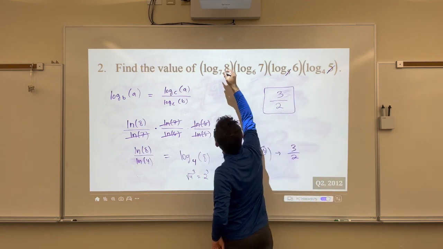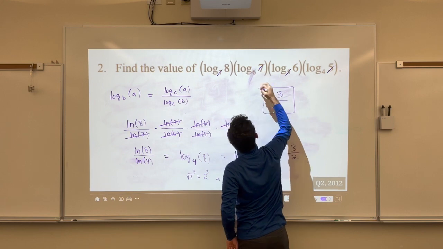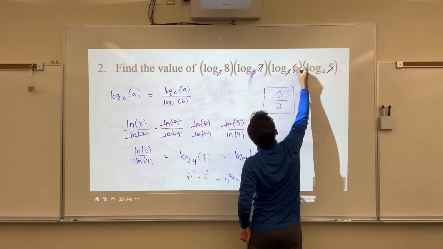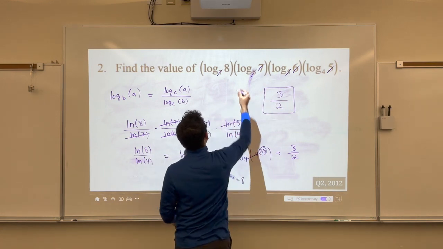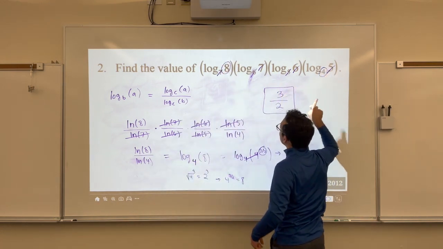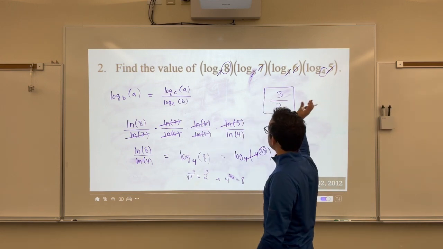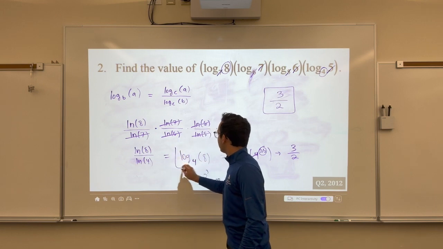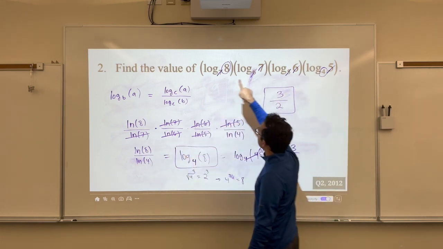Over here we have a base of 7 and an input of 7, so those go away. And then we have a base of 6 and an input of 6, so those go away, they cancel out, leaving us with an input of 8 and a base of 4. Those are the only things that don't cancel. So automatically, just looking at this problem, we can already get to this step here, where we have a base of 4 and an input of 8.